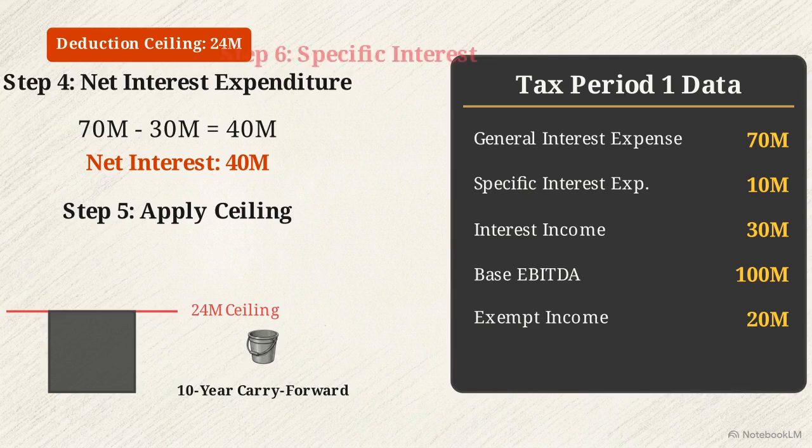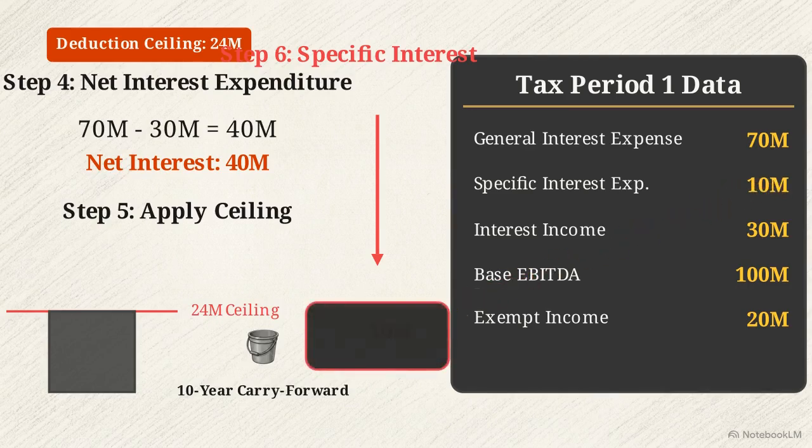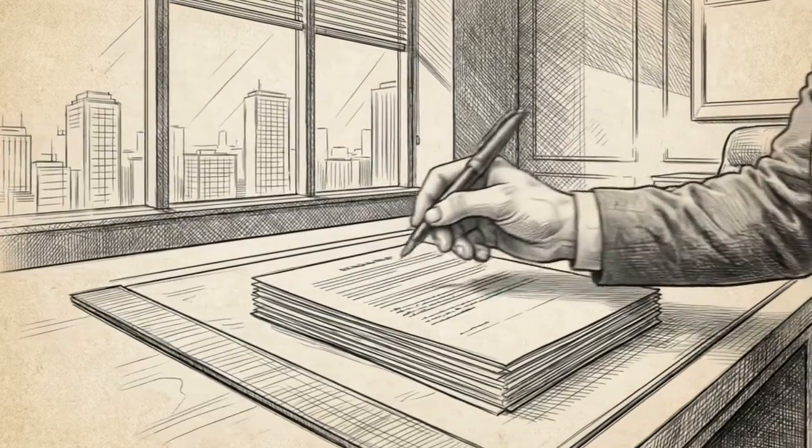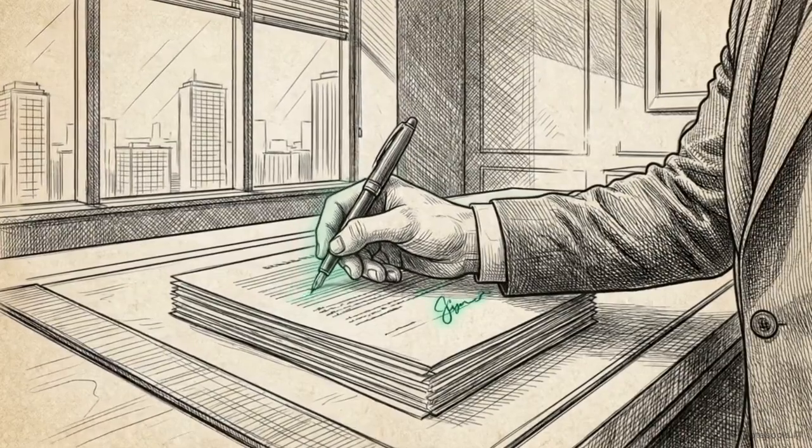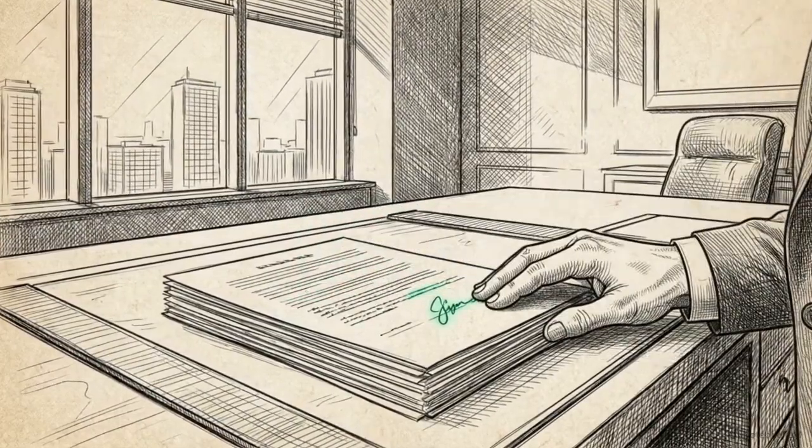Step 6. We evaluate the 10 million in specific related party expenditure. Because it funded a dividend and the entity has no tax advantage defense, Article 31 permanently disallows the entire 10 million. In the UAE, an optimal capital structure depends on aligning financing with Articles 30 and 31 to prevent permanent leaks in your tax efficiency.